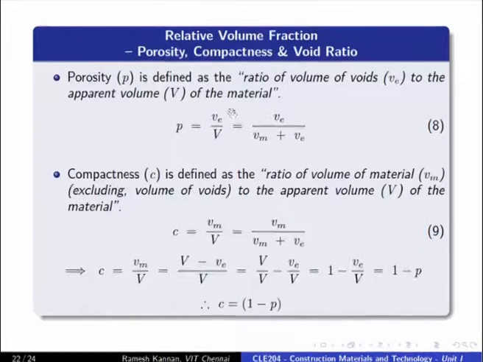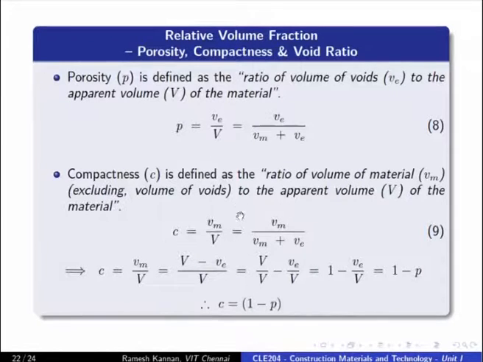Mathematically, porosity is denoted by small p, equal to the volume of voids, V subscript e, divided by the apparent volume, capital V. Apparent volume considers the voids as well as the volume of the material, that is, the volume of material plus the volume of voids, or the air present in it. The other concept is compactness, denoted by small c, which is the ratio of the volume of the material to the apparent volume. Just like in porosity we consider the volume of voids divided by the apparent volume, here it is the volume of material divided by the apparent volume.